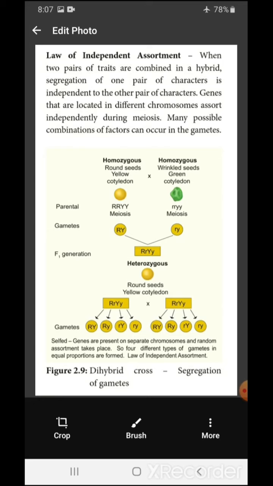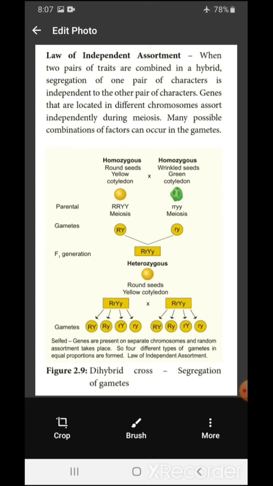So what is the F2 generation? Here we know the law of independent assortment is nothing but the capital R does not depend upon capital Y, and capital Y does not depend upon capital R. They are independently assorted because they are present on different chromosomes. So here we produce the 4 types of gamete: capital R, capital Y, small r, small y.